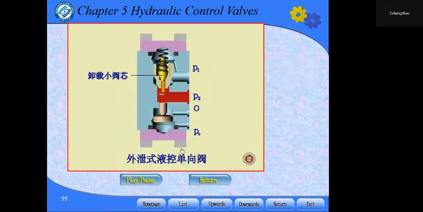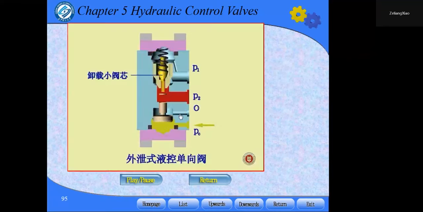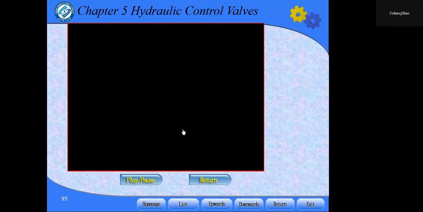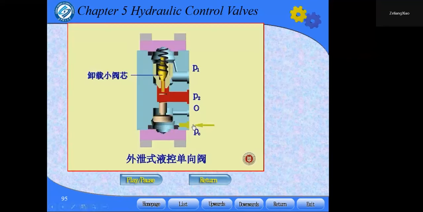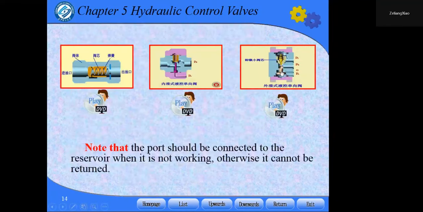And we can play the next one. Go here and go. This is the inlet port, outlet port. Of course, it can go. The outlet port can be here. The load port should be connected to the reservoir when it is working under load, otherwise it can be returned.